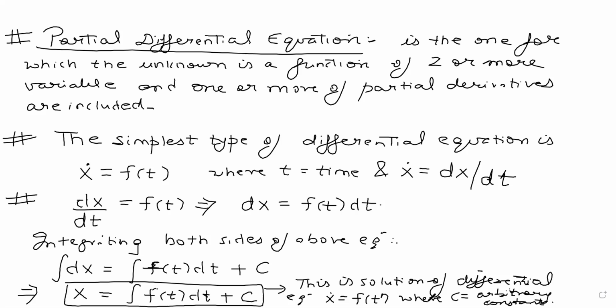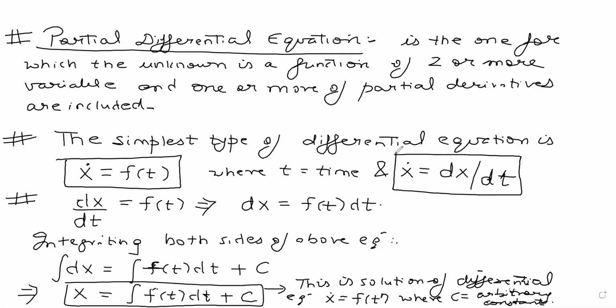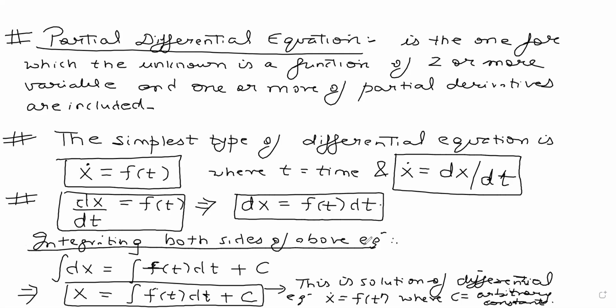Okay, so I hope all students attending this lecture have understood the simplest type of differential equation. x dot as a function of t is the simplest type of differential equation, where x dot itself is dx by dt, derivative of the unknown variable with respect to time. If I have to find the solution of this differential equation, I can write dx by dt as a function of t like this. dx is equal to f of t times dt. I can integrate both sides of the above equation. This is what we get. After integrating, we get x as integral f of t dt plus c, where c is an arbitrary constant of integration. And this gives us the solution of the simplest type of differential equation.